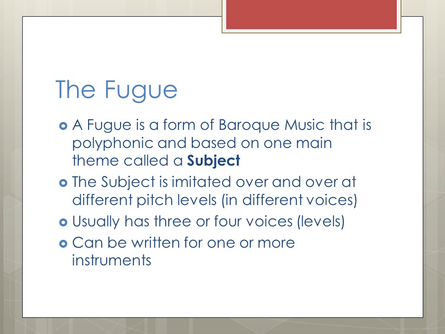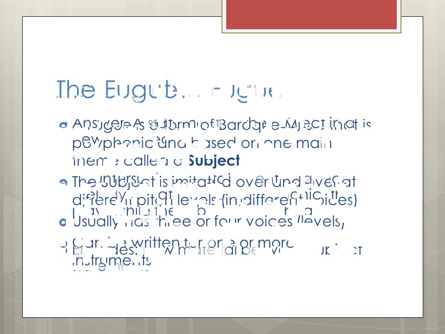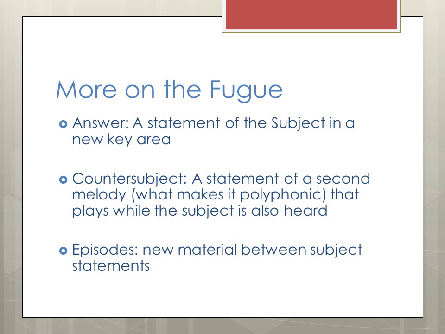A fugue can be written for any different instrument. It can be written for multiple instruments or one at a time. But the most important thing to know is this idea that the subject is repeated at various points throughout the piece. What makes the fugue polyphonic is the fact that the other melodies are used along with that subject, and the subject itself becomes a secondary melody. That secondary melody is called an answer.